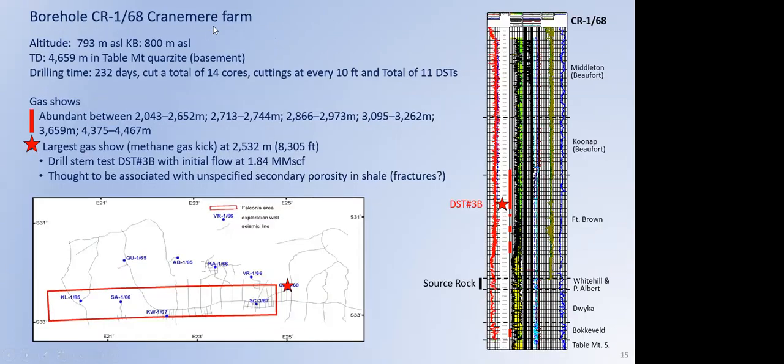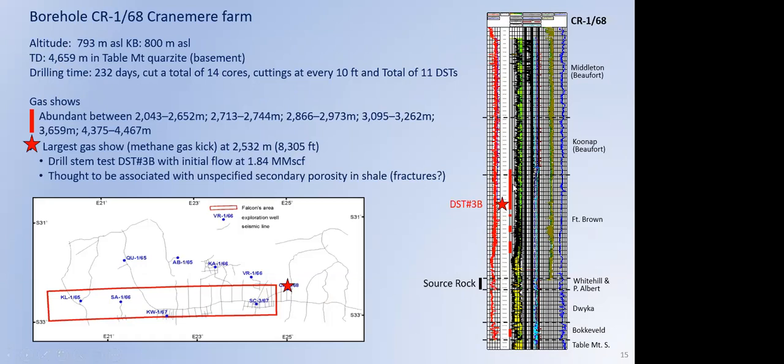So this Cranemere borehole, essentially, I've got a detailed log for us with specifically the gamma on the left and the different panels. But what I'd like just to, with time short, is the well was TD'd way in the Table Mountain, so the depth of 4,660 odd meters. So it went through the full succession. In Bokkeveld, Dwyka, White Hill, Fort Brown.